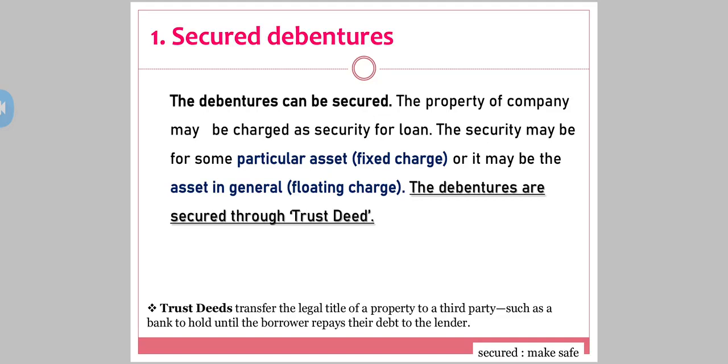See, trust deeds transfer the legal title of a property to the third party, such as a bank, to hold until the borrower repays their debt to the lender. So now this warehouse will be with the third party, that is the bank.